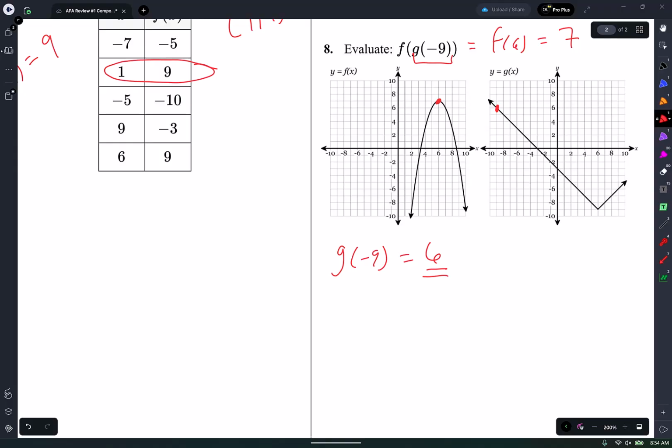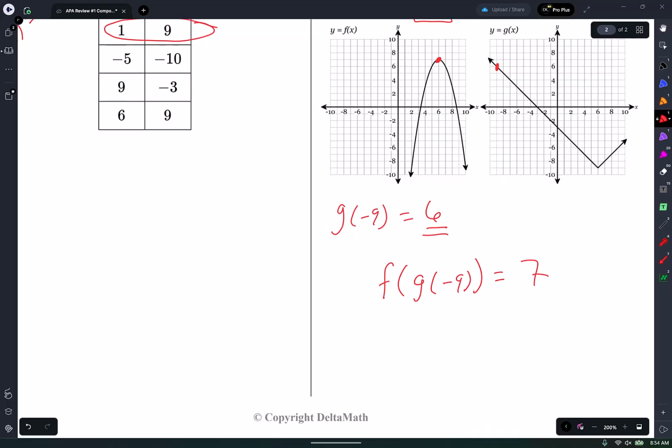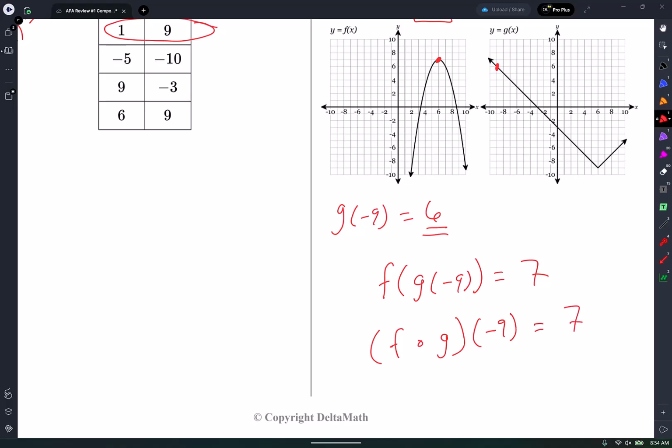All right. One last step. I want to make sure that we got this down. I'm just going to write the initial f of g of -9 equals 7. Make sure that you remember that it could also be written like this: f circle g. Sometimes they call it fog. It's not fog. F composite of g at -9 equals 7. They are both the same.